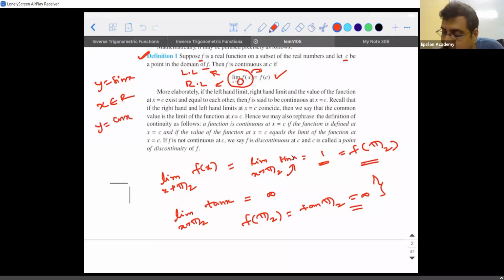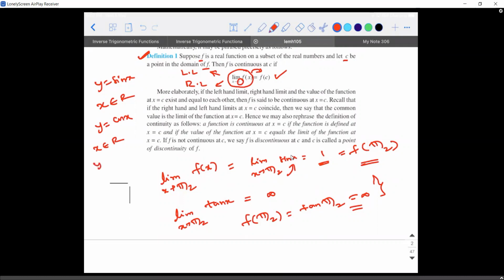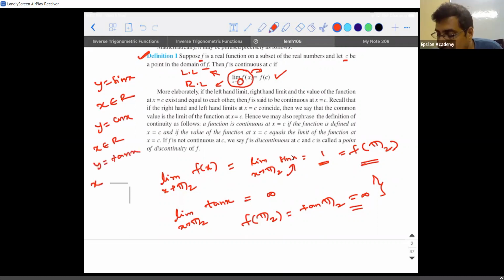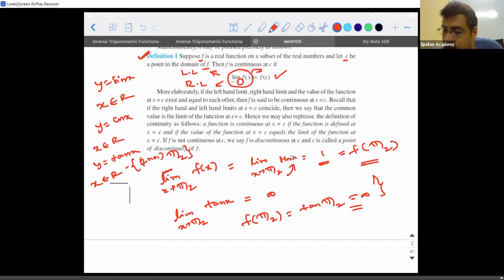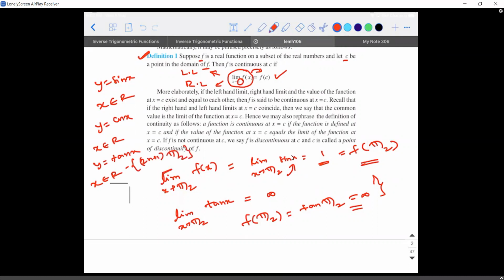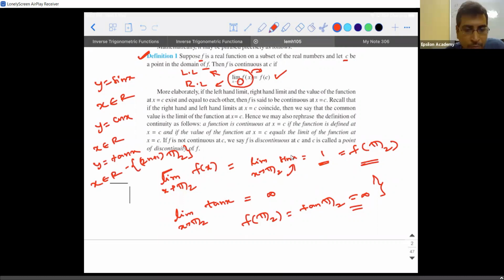Y is equal to cos x. I will by default write x belongs to R. Now I will start thinking, is there any real number which will give me infinity? No, sir. I will write y is equal to tan x. I will write x belongs to R by default. Now is there any value of real number which will give me infinity or minus infinity when I substitute? Yes, sir. What are those values? 2n plus 1 into pi by 2. Okay, sir. So that is very fine.